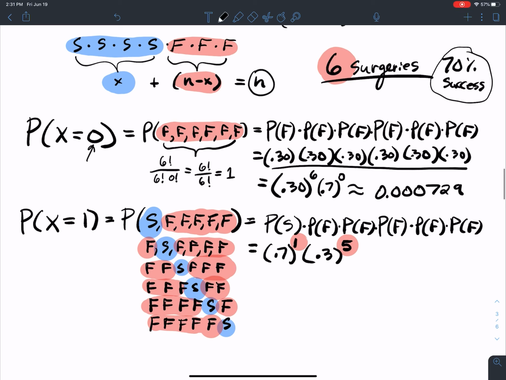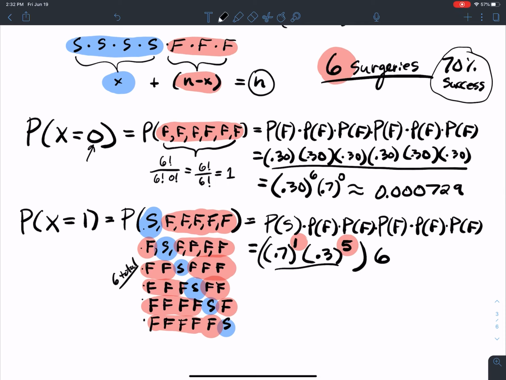So those are the different ones. How many are there? There's 1, 2, 3, 4, 5, 6 total. So how do I know this a little quicker than writing it out? Instead of adding this 6 times, I'm going to multiply that whole thing by 6 because there's 6 of those ways to do it. Okay? There's 6 ways we can get 1 success.